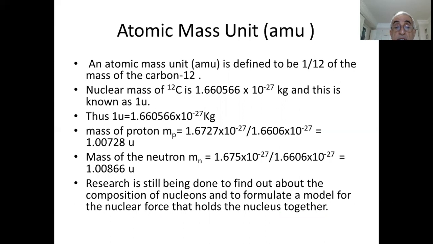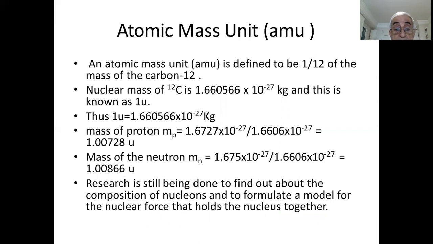Atomic mass unit, AMU. An atomic mass unit is defined to be 1/12 of the mass of carbon-12. The nuclear mass of carbon-12 is 1.660566 × 10^-27 kilograms, and this is known as 1 u, or 1 atomic mass unit. So 1 u equals 1.660566 × 10^-27 kilograms.